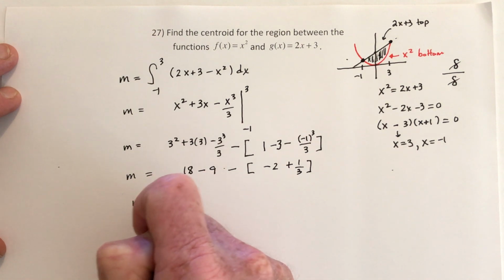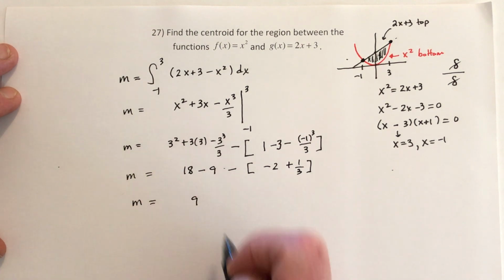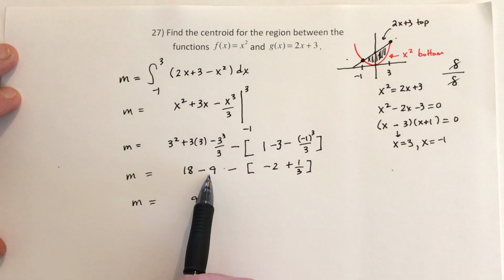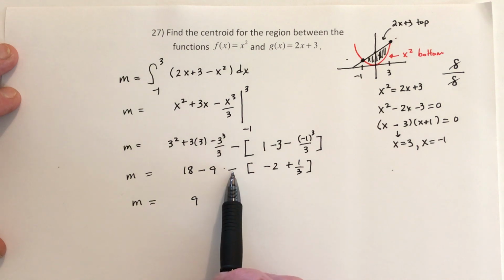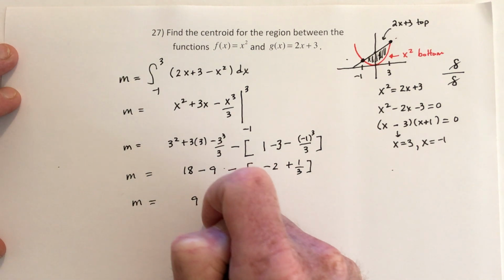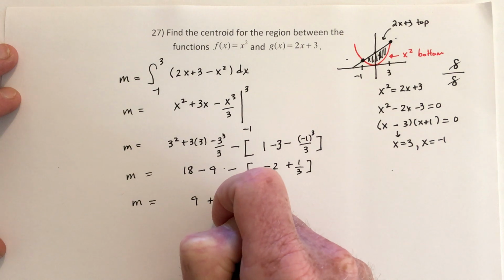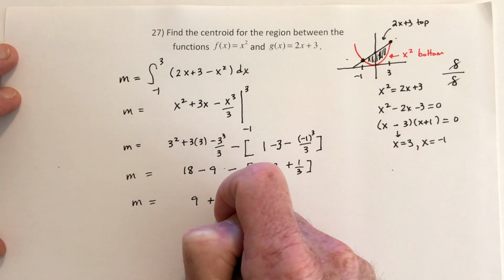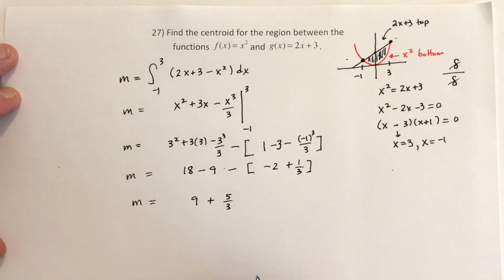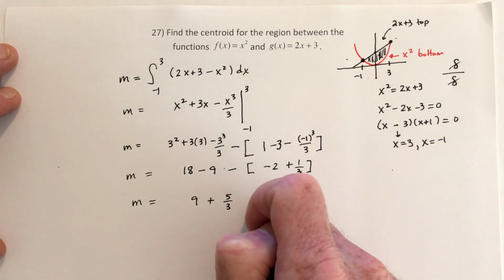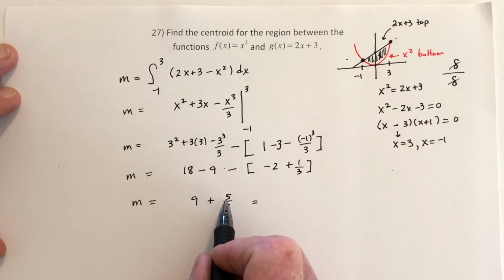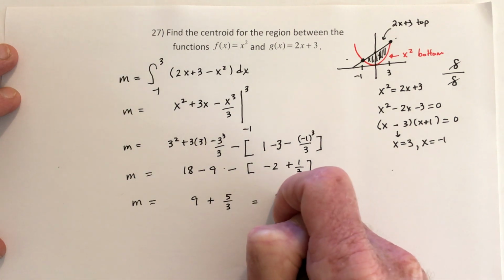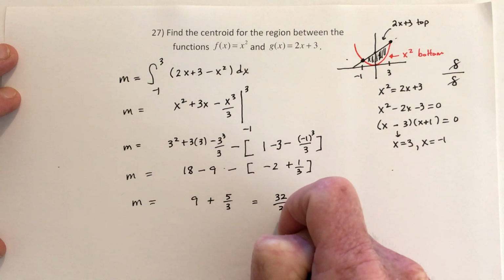So the mass is going to be 9 for these two. And then this would be negative 1 2/3, but this is going to become positive 1 2/3. And then 1 2/3 would be 5/3. So that is then, what's this? 27 plus 5 is 32/3.